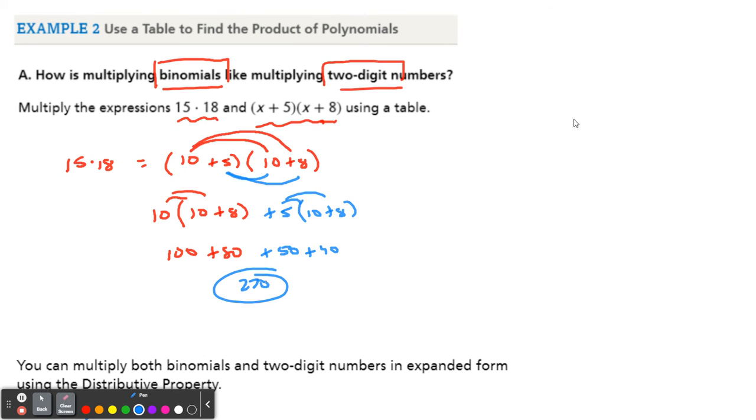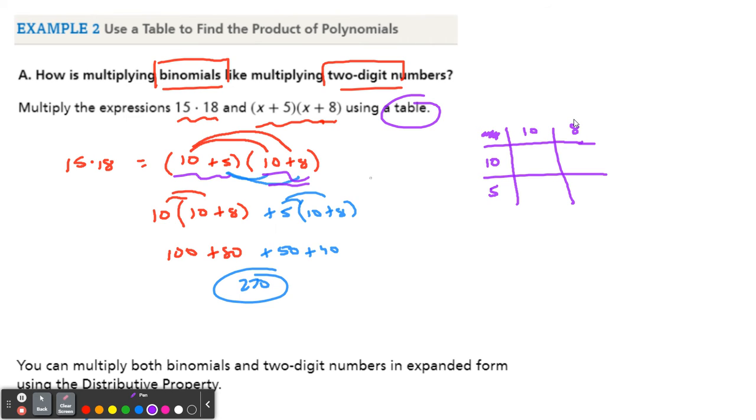Well, now you can do what's called the table method as well, and I'll do the table method in purple. So in the table method, what you do is you create a grid. It has 3 columns and 3 rows, just like tic-tac-toe, yeah? So this space stays blank. Up top, you put one of your parentheses. On the left side, you put one of your parentheses. It doesn't matter, right? So I'll put the 10 and the 5 on the left-hand side from that parenthesis, and I'll put the 10 and the 8 above from this parenthesis.